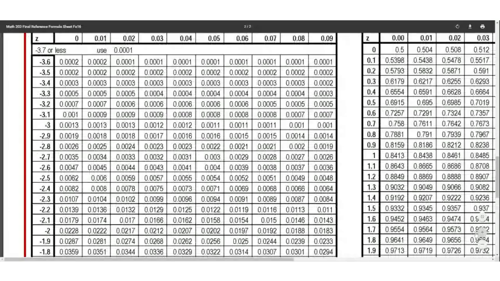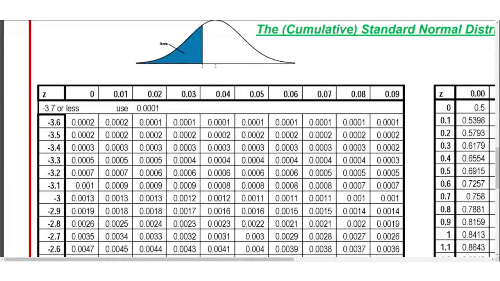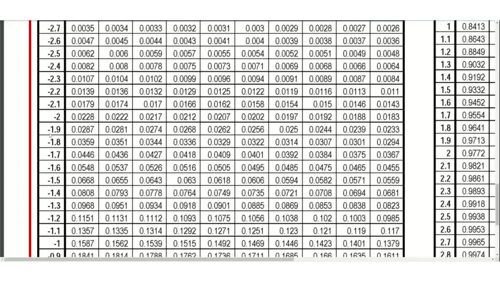-0.123, the way this table works is you look up the first two digits. You look up the whole number and then the tenths, and you've got to match up the sign. So -1.2 is right here. So this is the row we want.